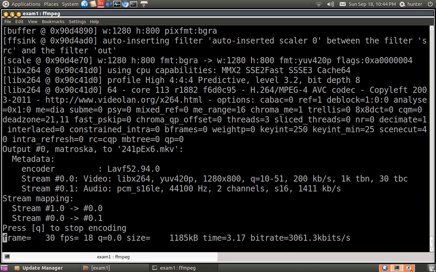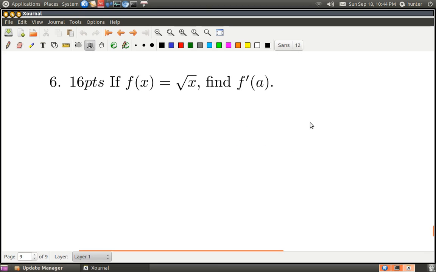Okay, let's take a look at the last question on the practice exam. It says if f of x is equal to the square root of x, then what is f prime of a? We haven't gotten to f prime in class yet, but f prime plays a big role in the course, as you're going to see in the future.